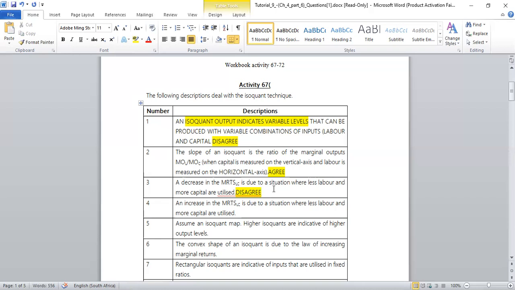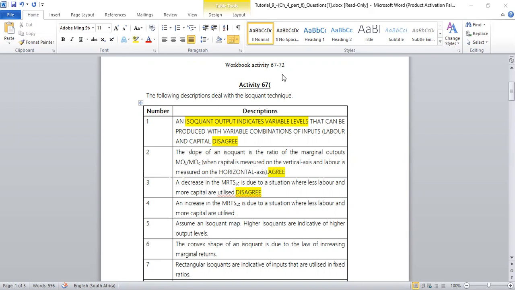Okay. Now let us consider this approach. The law of diminishing return. What is the law of diminishing return? The law of diminishing return tells us that if we keep on employing more and more units of a certain variable, the return tends to decrease. This is the law of diminishing return.